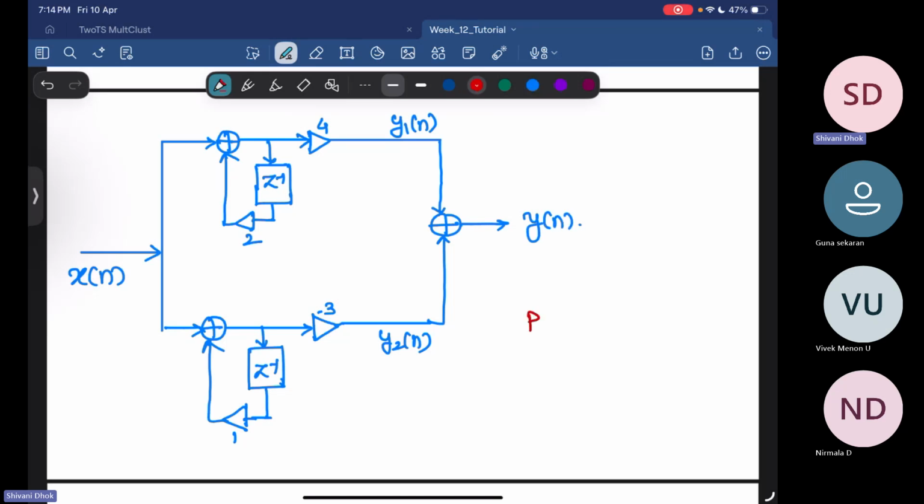So this is basically your parallel form 1 representation.